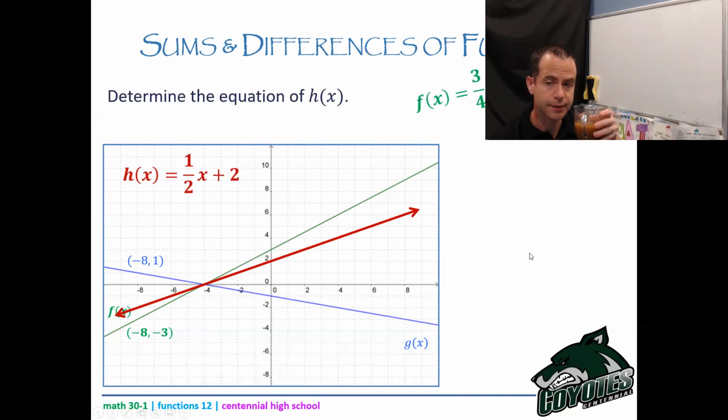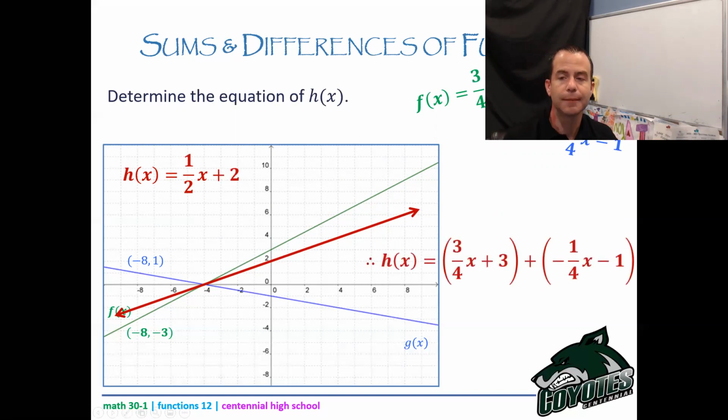So there's f of x that we said, there's g of x. I'm going to add them together and I'm going to see if I get the same thing. So f of x was 3 over 4x plus 3. G of x is negative 1 over 4x minus 1. Now I'm going to add those together. So 3/4 x minus 1/4 x is 2/4 x, which is 1/2. And then 3 minus 1 is 2. I get exactly what I just said I was going to get by building the equation of this line, as I do when I added f of x and g of x together. So it all still jives, it all still works.